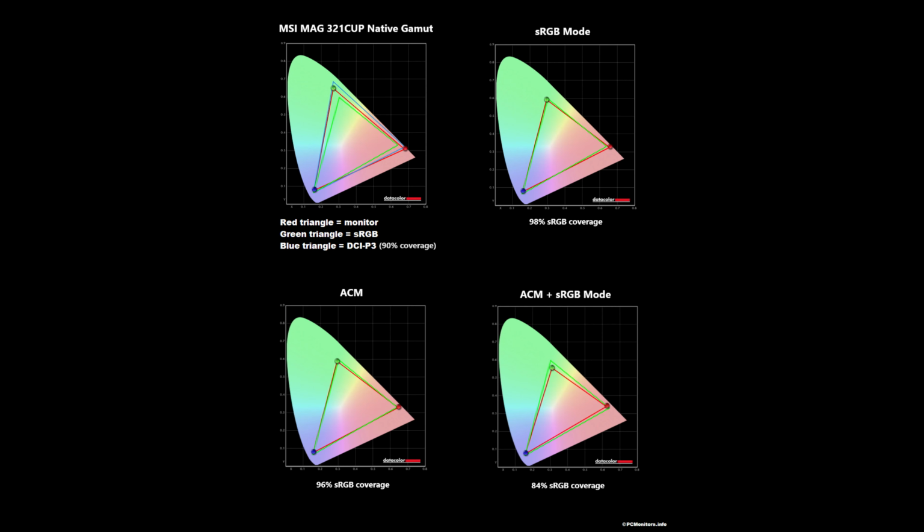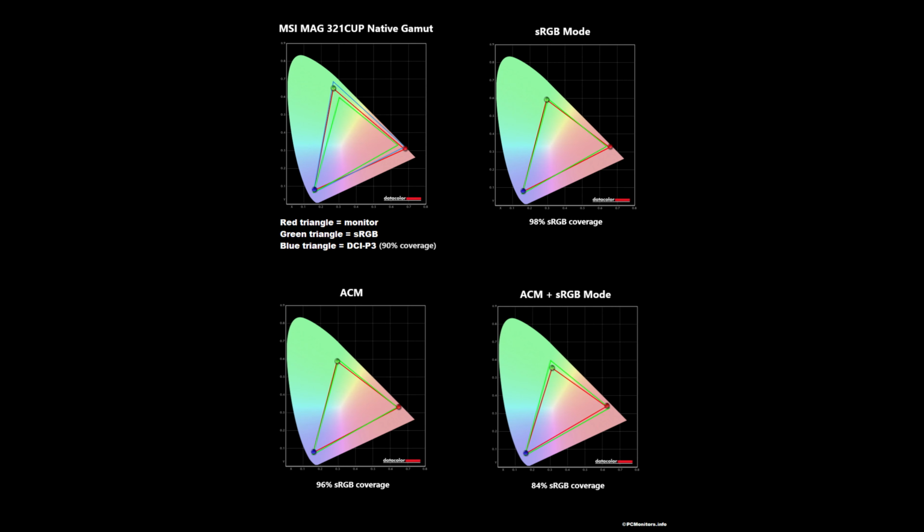So the image here shows the color gamuts under various conditions on this monitor, which I'm testing at the moment. So the MSI MAG321CUP, the native gamut, is shown in the top left. So I recorded 90% DCI-P3 coverage. That means there's a lot of extension beyond sRGB. If you use the sRGB emulation mode of the monitor, that's shown in the top right there, then it cuts that down to 98% sRGB coverage. There's a little bit of overcoverage towards the red corner, but nothing massive.